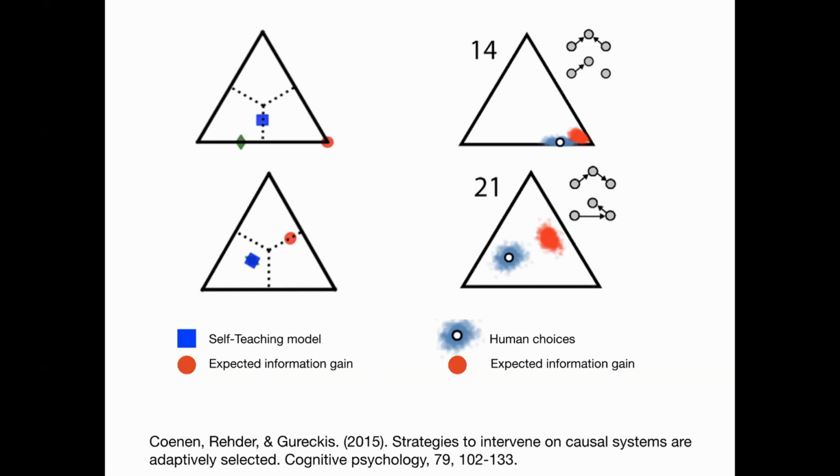Also note that I have chosen 2 examples where the self-teaching model and expected information gain give different predictions, but actually they often give very similar predictions, and these are often similar to humans' choices as well.